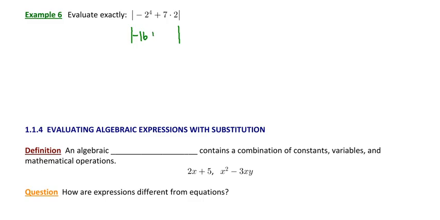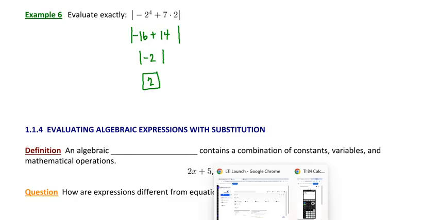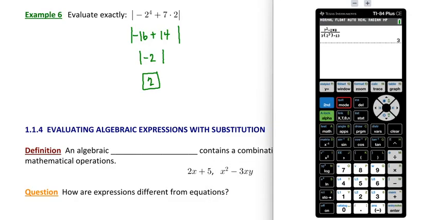Once the exponent is done, we can execute the multiplication. 7 times 2 gives us 14. Inside absolute value bars, negative 16 plus 14 is negative 2, and the absolute value of negative 2 is positive 2. Let's be sure you know where to find the absolute value bars on your calculator.